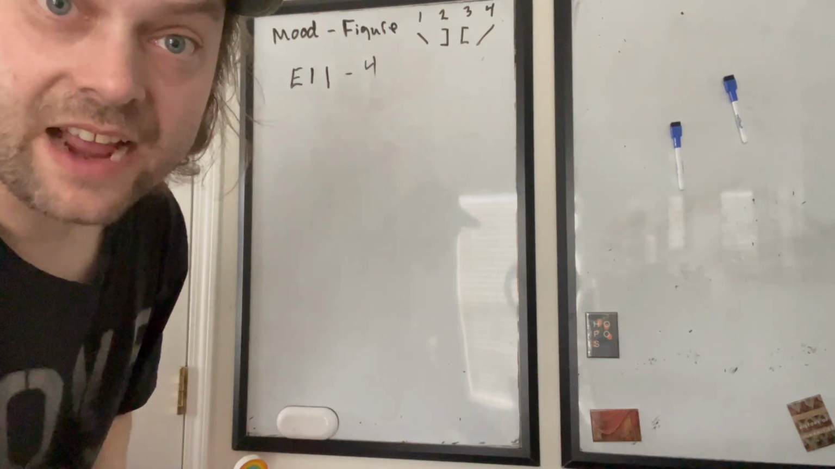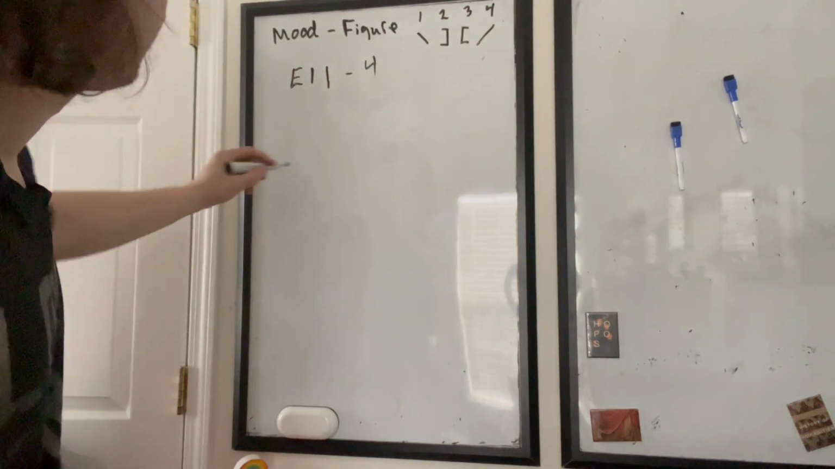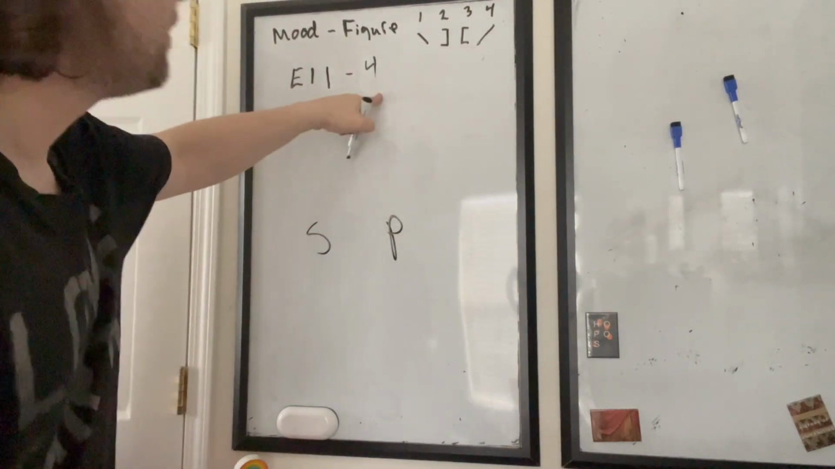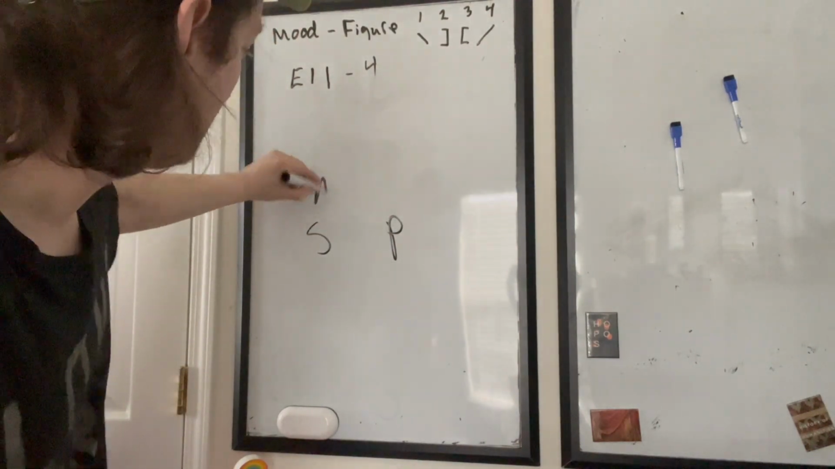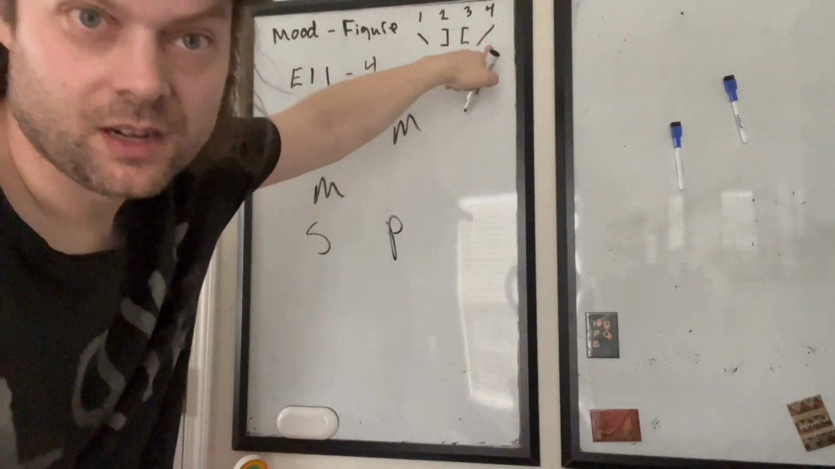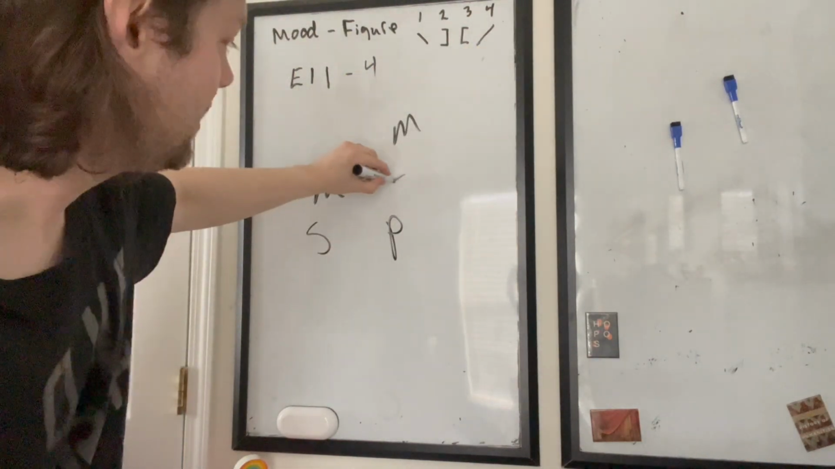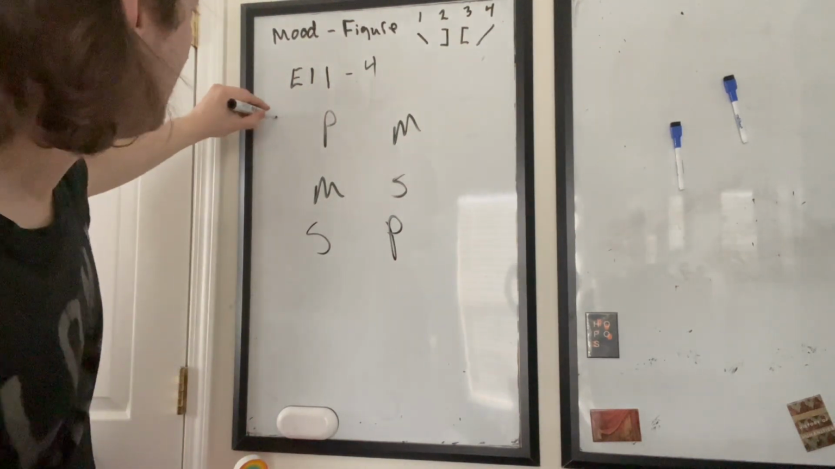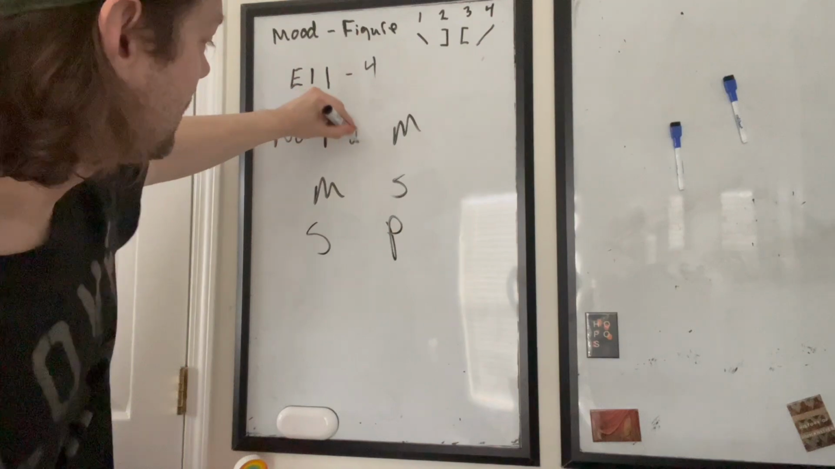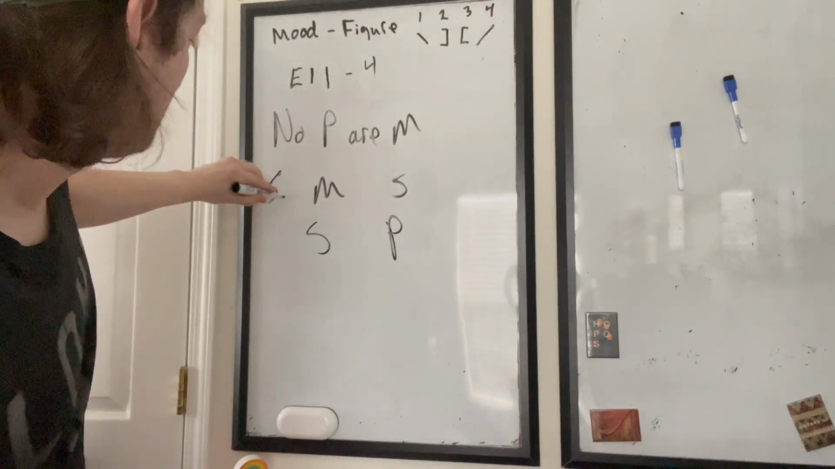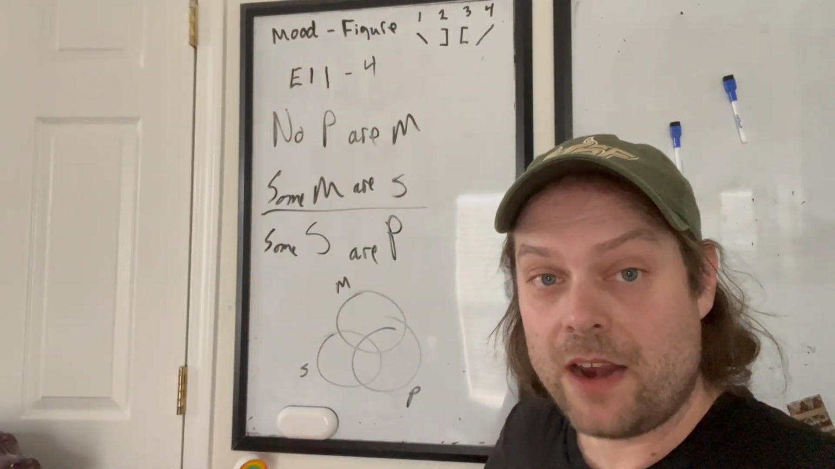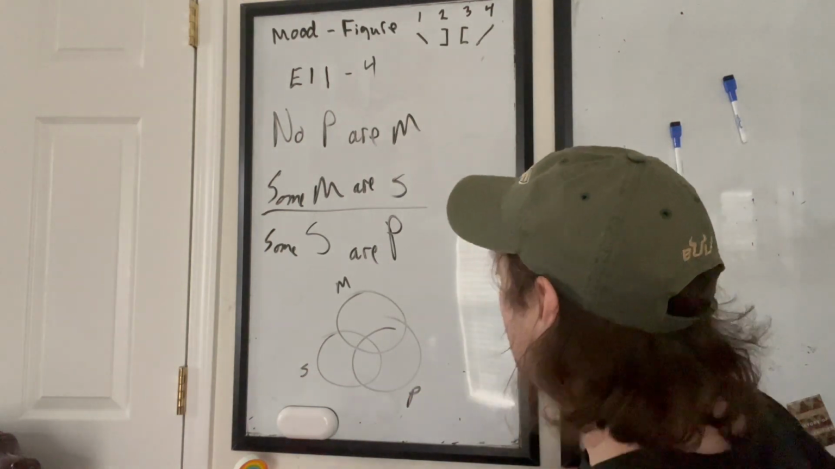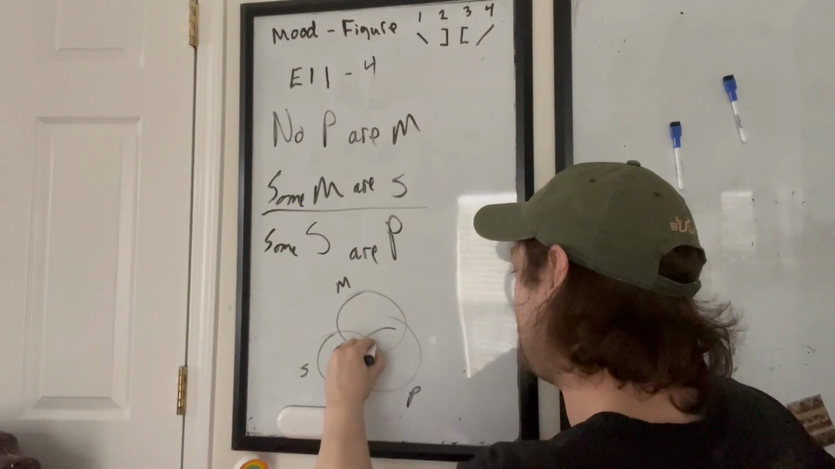Let's do EIO-4. SP, 4 puts our middle term along that diagonal, subject in the second, predicate in the first. Then we fill in our mood. And we plot the premises and see if that gets us the conclusion. No PRM. Nothing in the overlap.